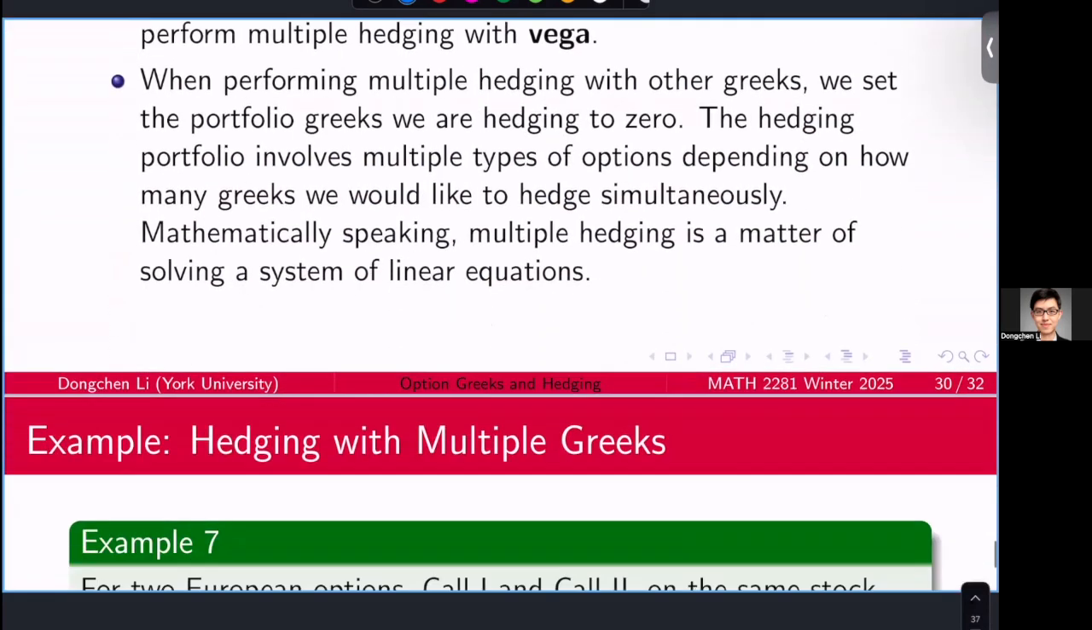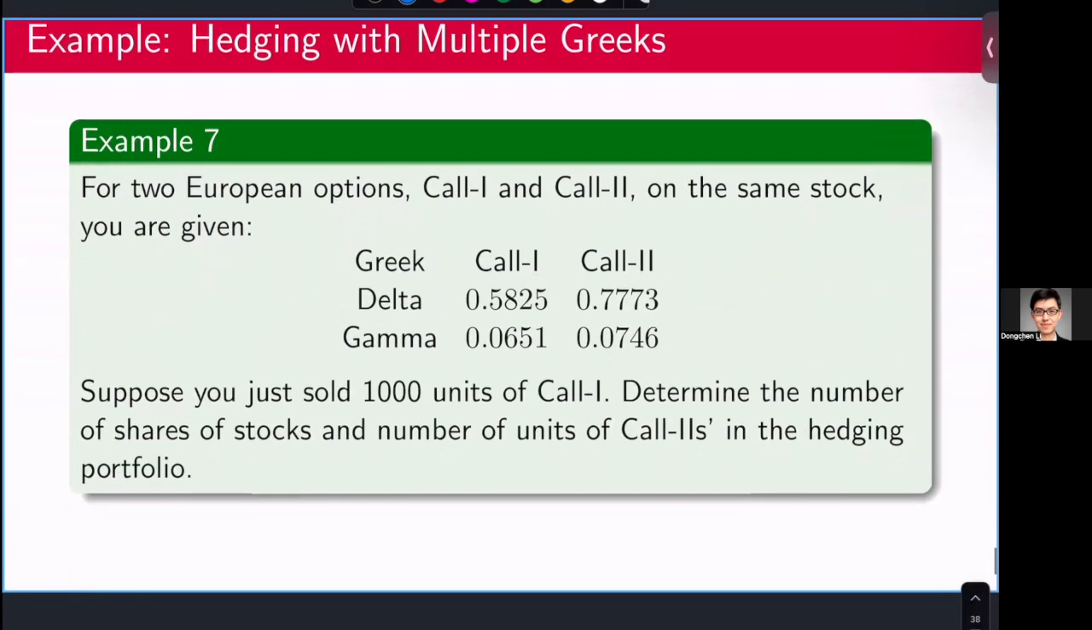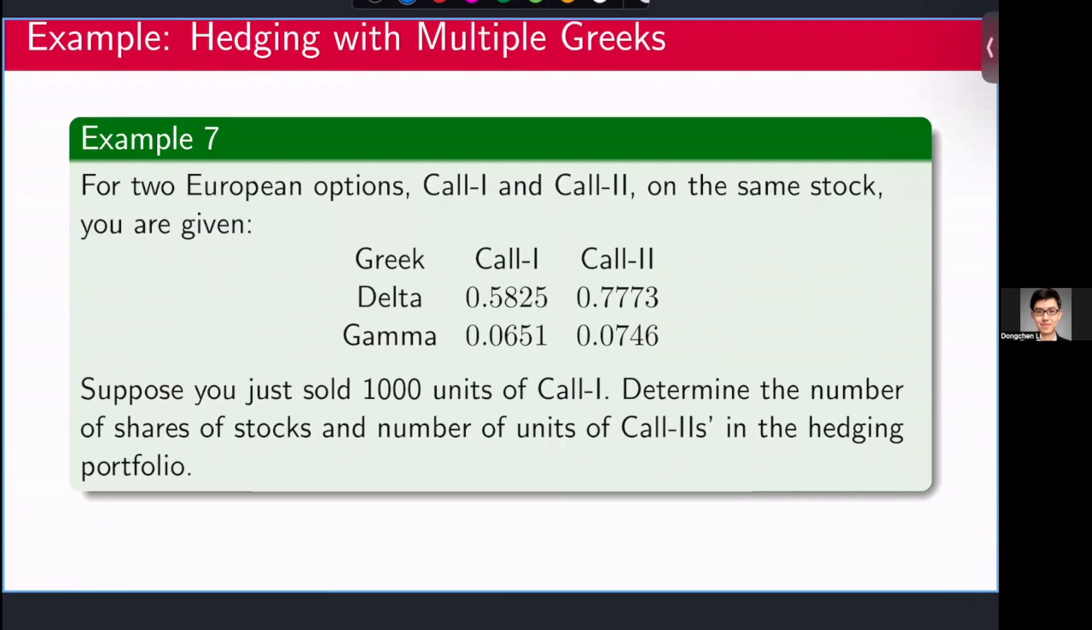So then let's do one example for delta gamma hedging, example 7. You're given the following information for two European options. We call them call 1 and call 2. They are on the same stock.